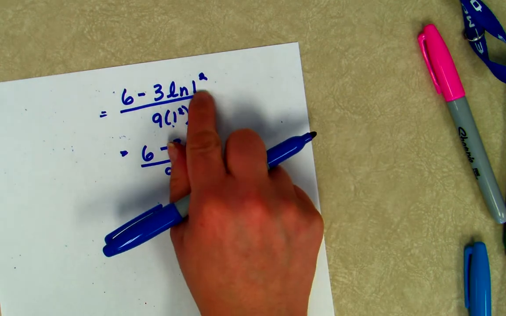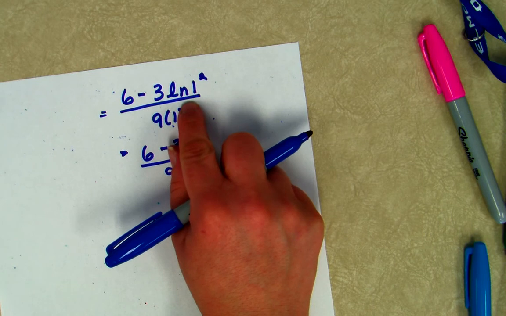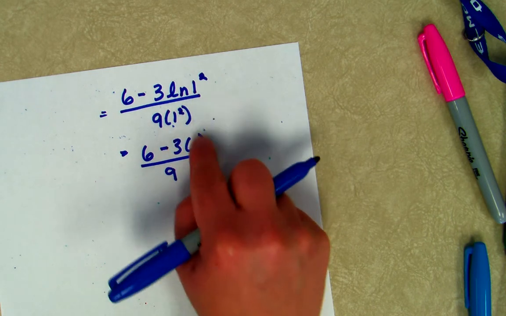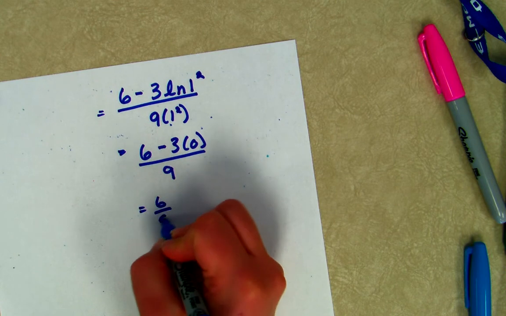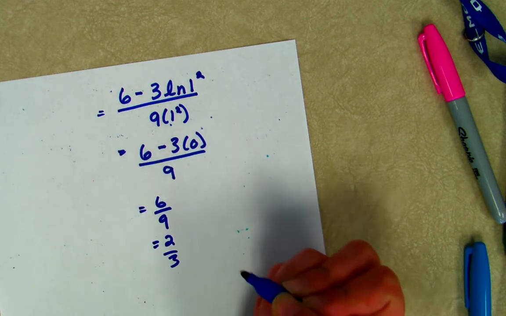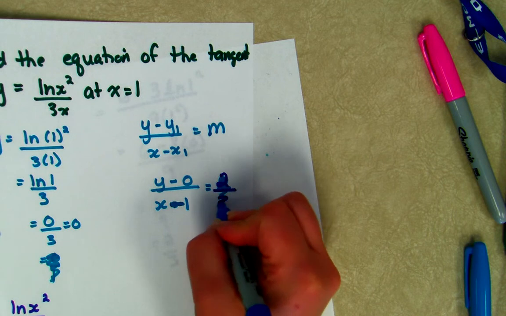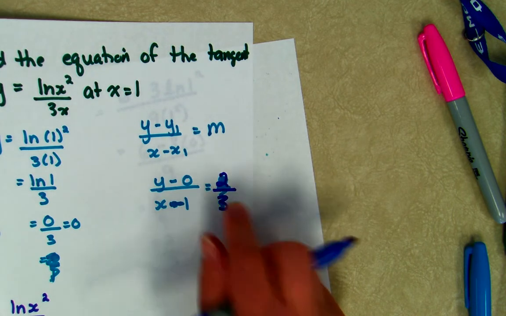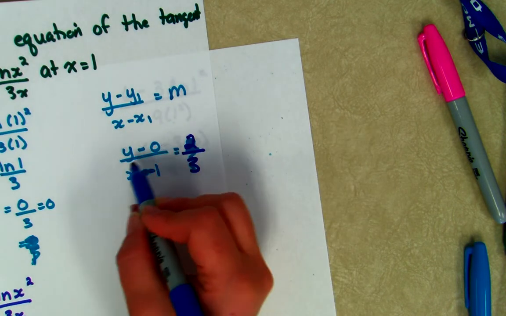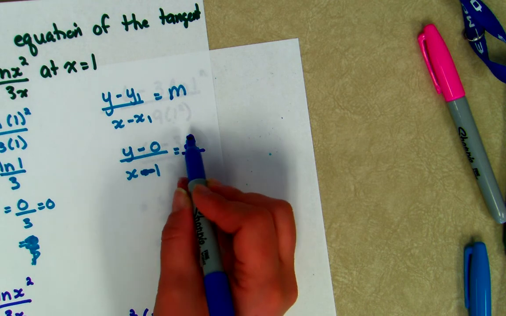Because remember, ln of 1 means what exponent on e does it take to get 1. Any base to the exponent 0 is 1, so that's going to be 0. So 6 over 9, which reduces to 2/3. I'm going to come back to my modified slope formula and put 2/3 in for my slope. So I have y minus 0 over x minus 1 equals 2 over 3.